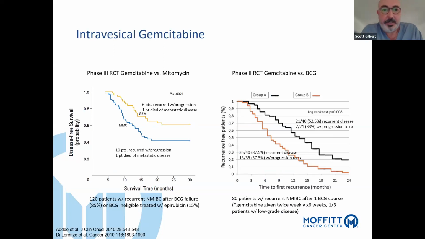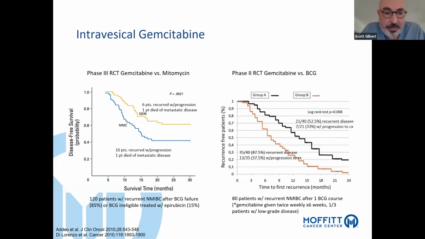Okay, so what about single agent gemcitabine? So gemcitabine versus mitomycin seems to have a better disease control rate, and actually is better tolerated because, and you may have seen this in your practice, the mitomycin can cause acute symptoms of urgency and frequency, and then there's this issue of non-healing scars at the TUR site, which is why we've also replaced mitomycin for our immediate post-TUR intravesical administrations in the recovery room with gemcitabine.